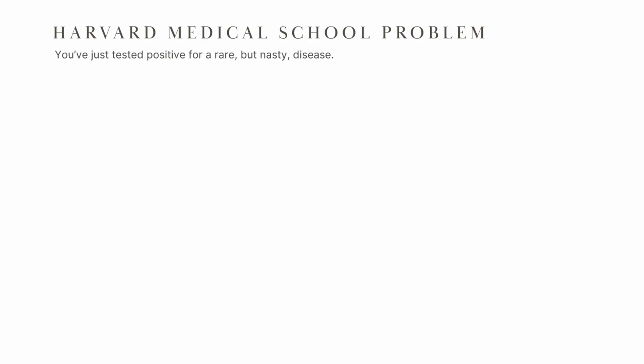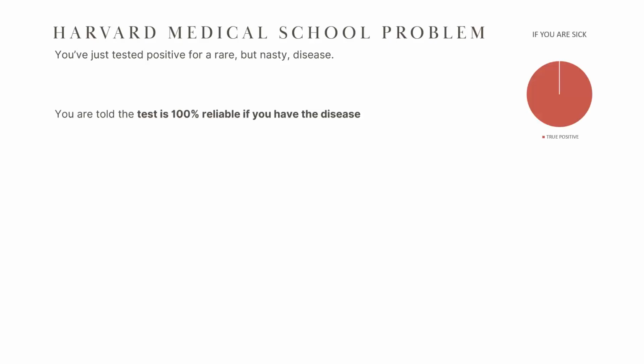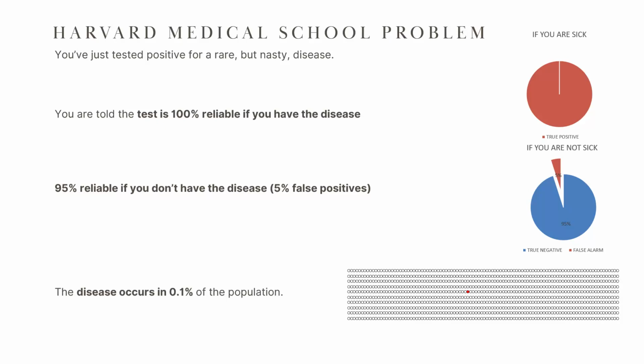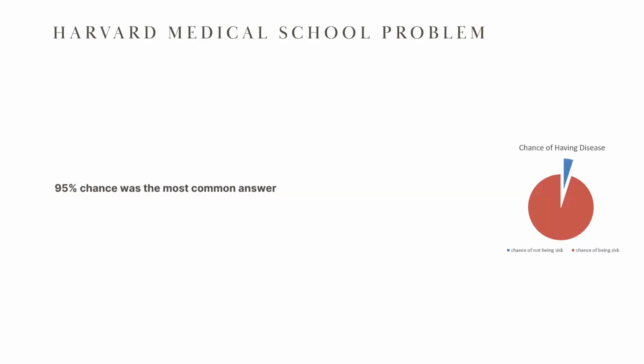So the problem goes like this. You've just tested positive for a rare disease. You are told the test is 100% reliable if you have the disease, 95% reliable if you don't have the disease, there's a 5% chance of a false positive, and the disease occurs in 0.1% of the population. What is the chance you have the disease?